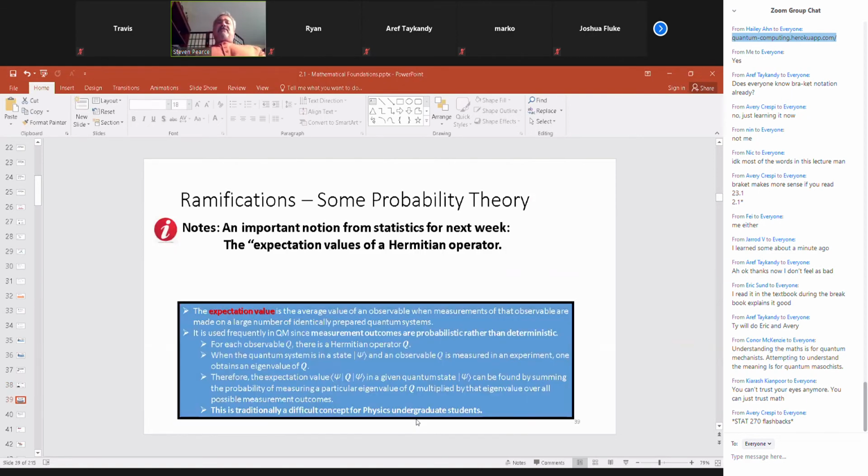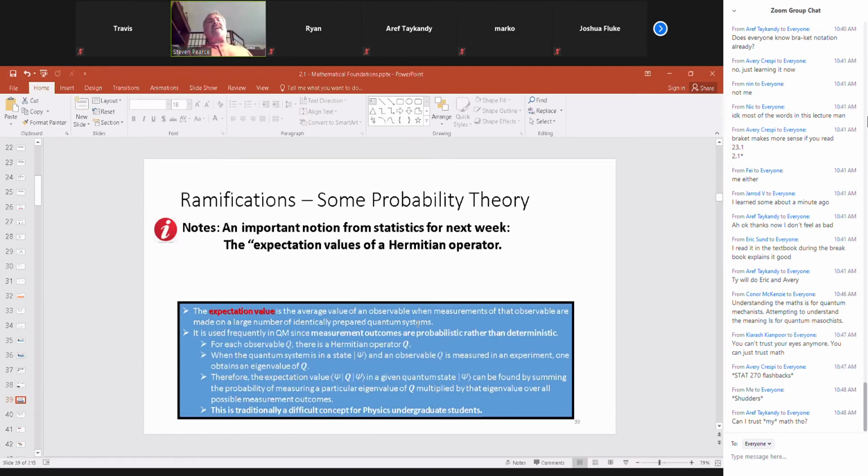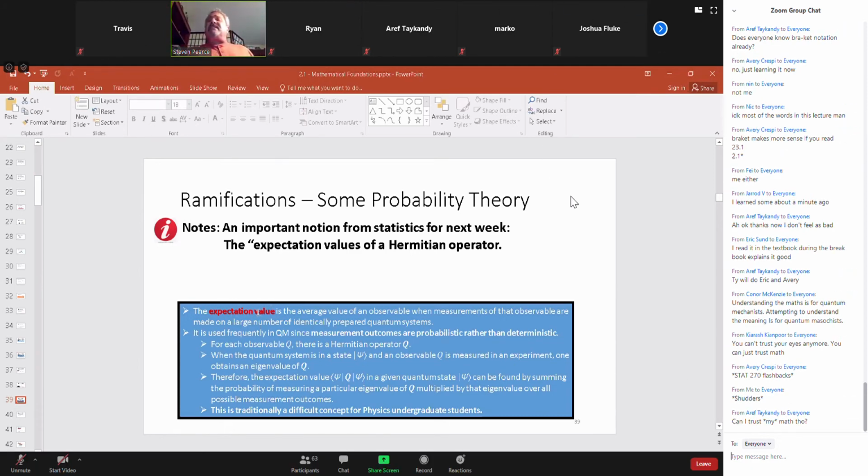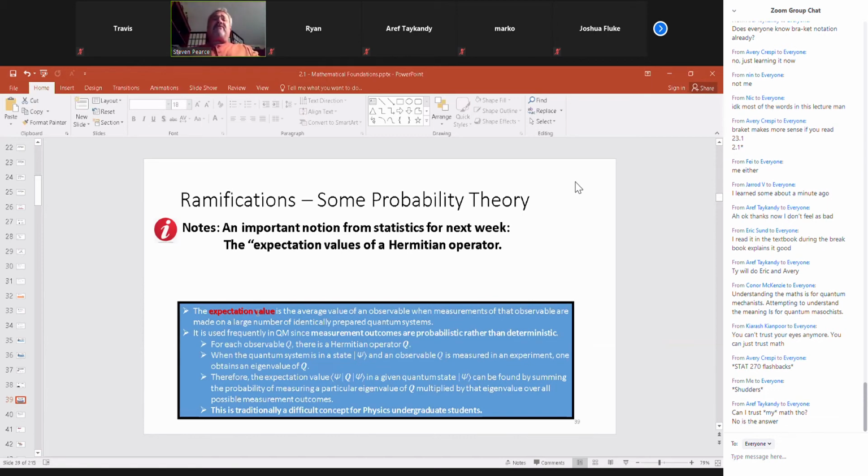Now, what do we mean by L1 and L2 norm? Let's get to that. First of all, I'm going to just say the expectation value is the average value of an observation when measurements of that observable are made on a large number of identically prepared quantum systems. Look, it's probabilistic, people. You have to keep repeating your measurements. And so there has to be this averaged weighted value. Why is it weighted? It's weighted by the probability distribution that's defined by the wave function.